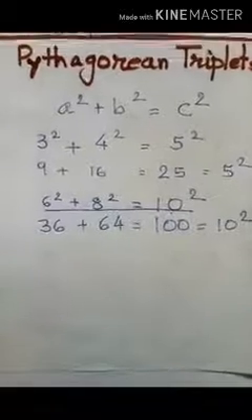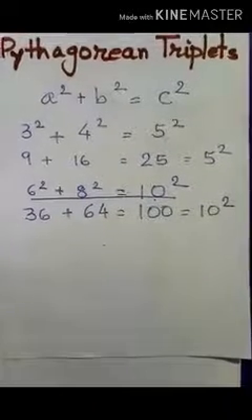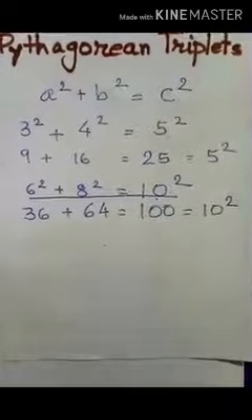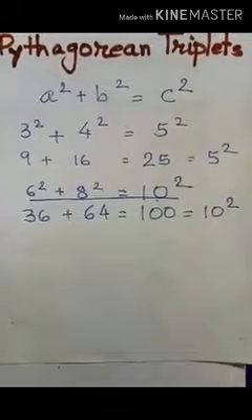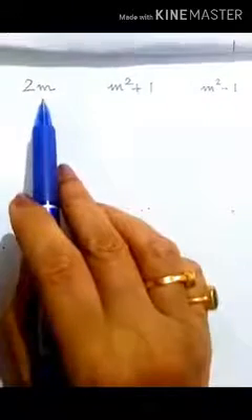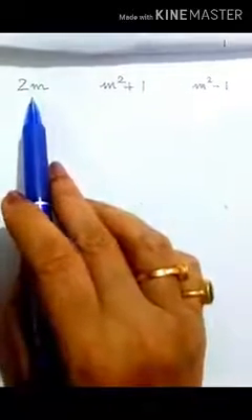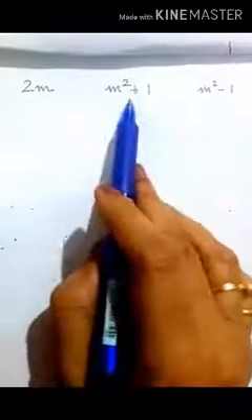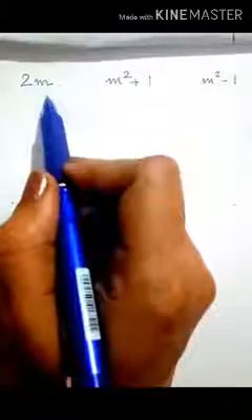But how to find the Pythagorean triplet for a given number? Let's see the formula and the method. Pythagorean triplets are always in the form 2m, m square plus 1 and m square minus 1. These are those three numbers. Like just now we saw a Pythagorean triplet 6, 8 and 10. Now either 2m is 6 or 2m is 8 or 2m is 10. Okay. So our first example was 6, 8 and 10.